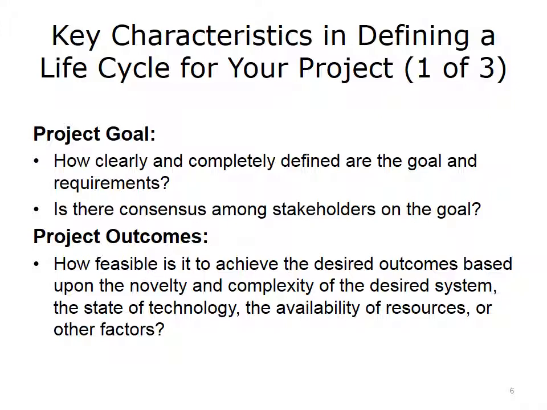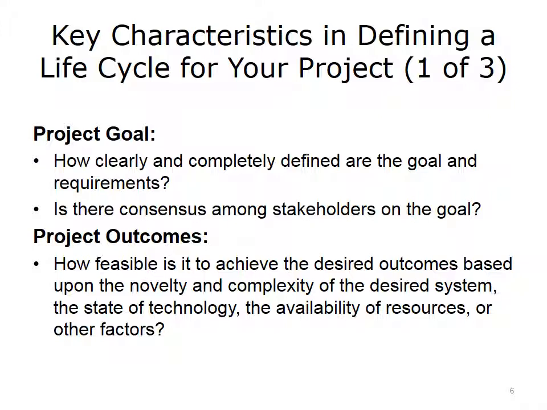These questions may help you to determine the general family of model that you should be considering: linear, iterative, adaptive, or agile. Even though the linear sequential model may be desirable from traditional viewpoints, it's really only appropriate for a small percentage of health IT projects. The first 2 project characteristics to look at are considerations of the project goal and the outcomes that you desire from the project. With respect to that goal, how clearly and completely defined are they? And is there a lot of consensus among stakeholders? Regarding the project outcomes, what degree of novelty exists?